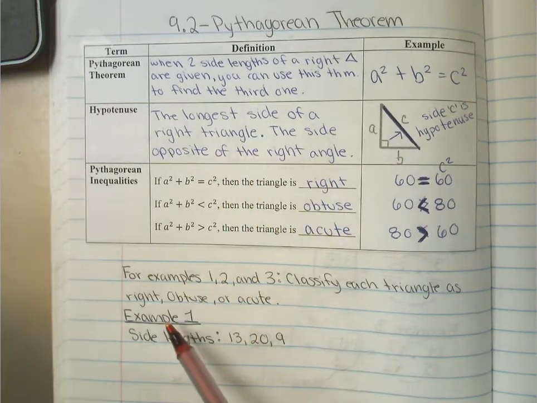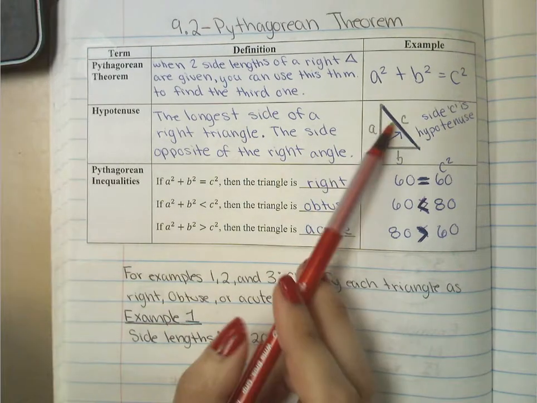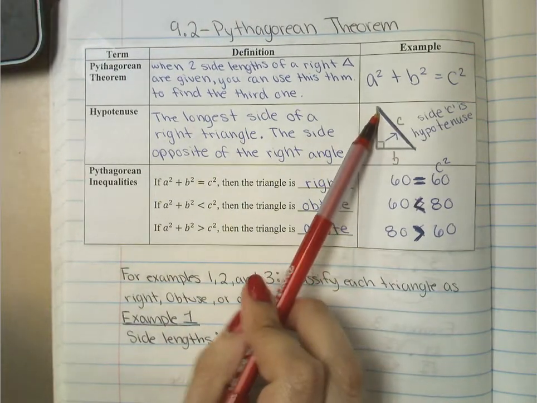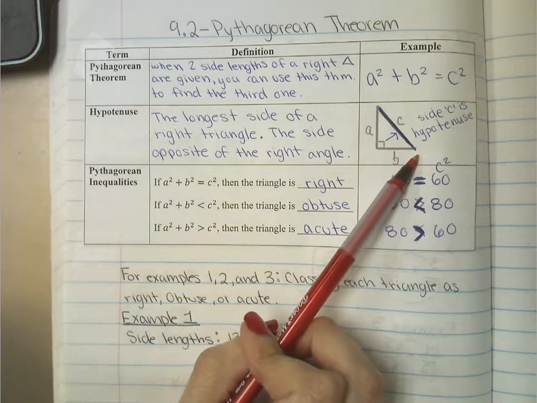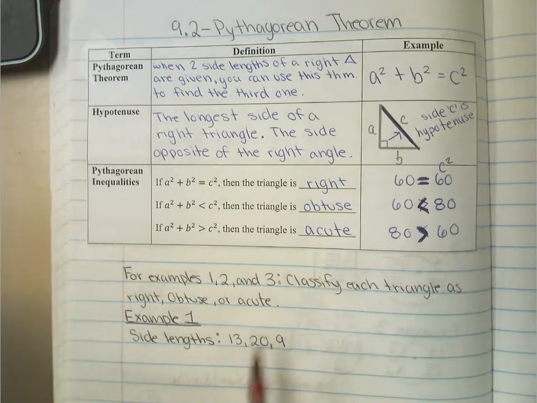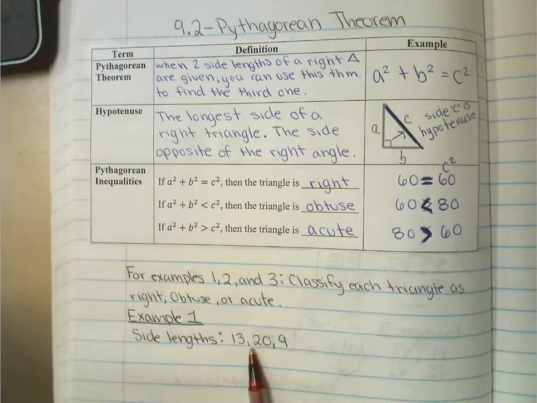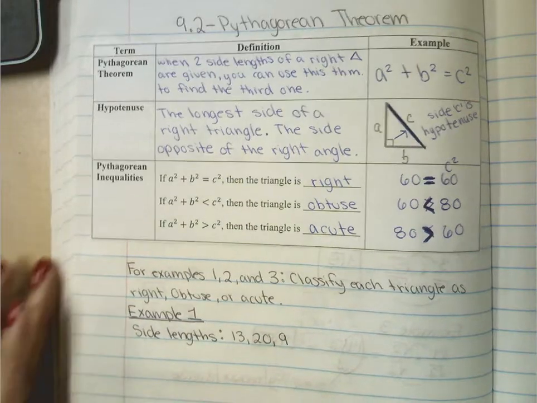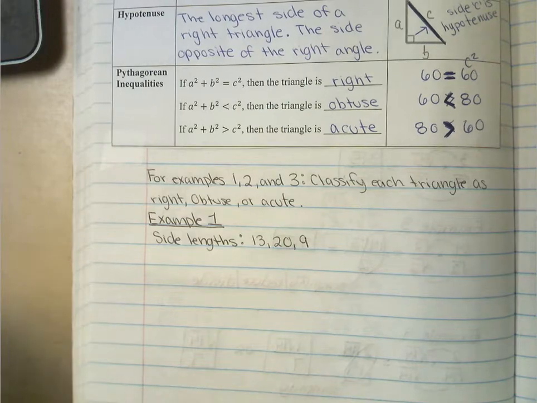To be able to use this, you have to know what the hypotenuse is. Hypotenuse is just the longest side of my triangle. So if I give you a picture, you just look for the longest side. That's your hypotenuse. If I give you 3 measurements, which is what I'm giving you in these examples, then c would have to be the largest number. So that's the first thing you want to determine. In example 1, I have to determine which one's the c value.